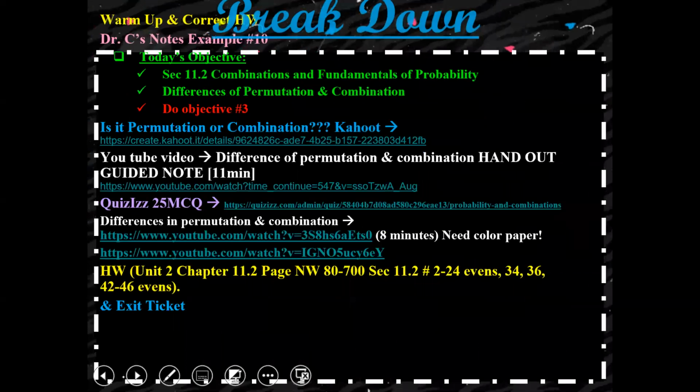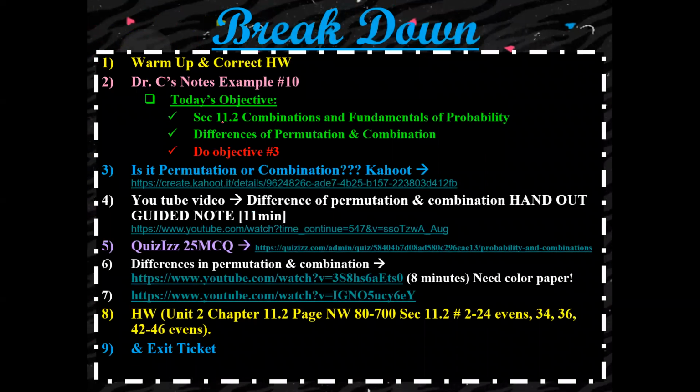Okay, so today we're going to go ahead and talk about 11.2, which is combination and permutation. We're going to talk about the differences of the two. Basically, order matters. We're going to do objective number 3, and then afterwards I have a YouTube video, which is going to be part of your guided notes. It's 11 minutes, with quizzes, and then if you need some additional assistance, I have the following as well.